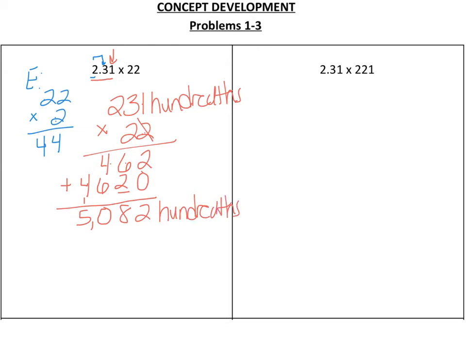So now I've got to think how many digits are to the right of the decimal. If it's hundredths, it's 2. So it's 5, 0, 8 is my first digit to the right, and 2 is the second digit to the right, so it's 50 and 82 hundredths. So is 44 close to 50? It's in the same ballpark. So 2 and 31 hundredths times 22 is equal to 50 and 82 hundredths.